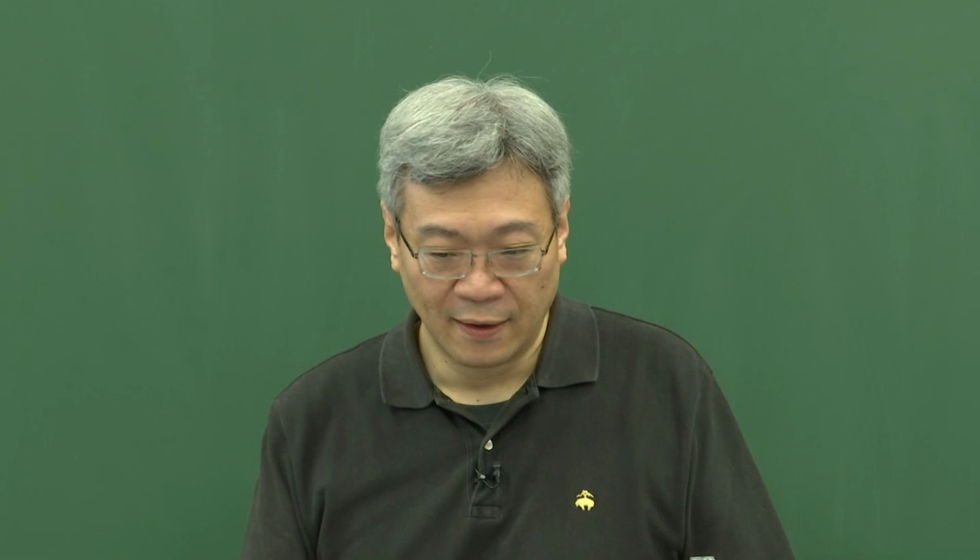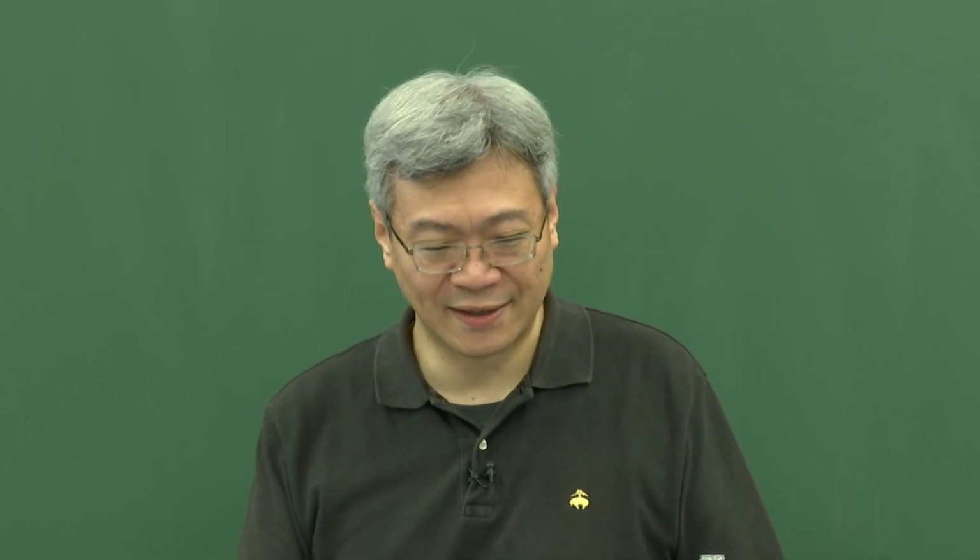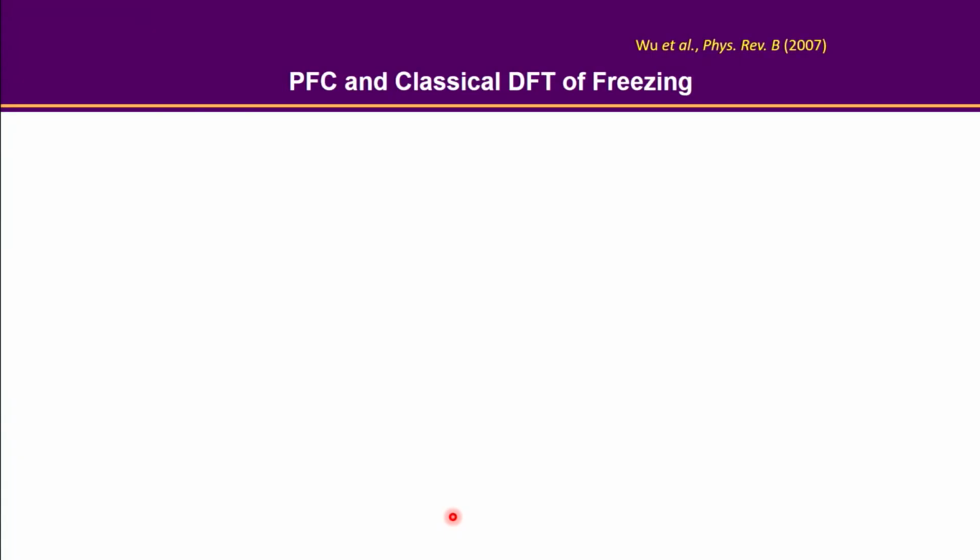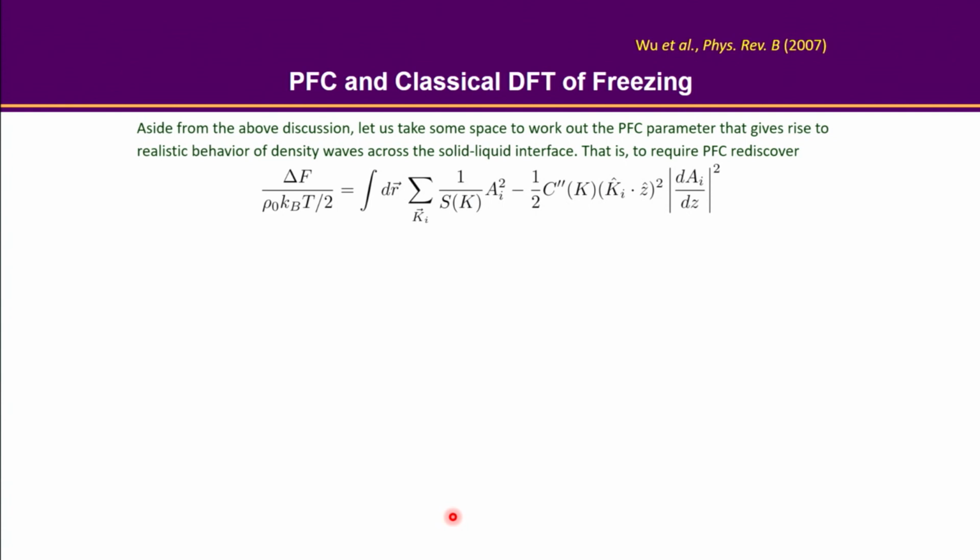So let me show you one final thing, because last time, I will talk a little bit about my work on this PFC parameter determination, right? Last time I showed you that the parameter in PFC, the epsilon, is associated with the liquid structure factor or the correlation function. But I think that's important, but we didn't really get into the detail. So let me just use this page to show quickly how to make that connection.